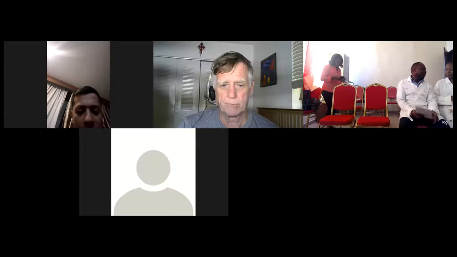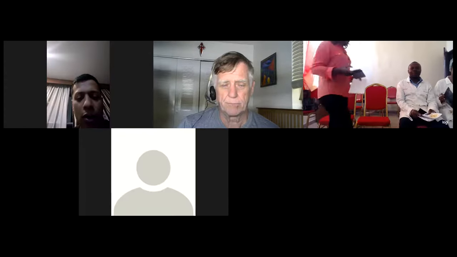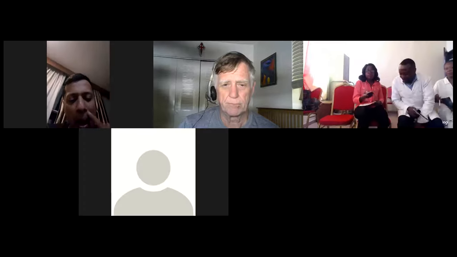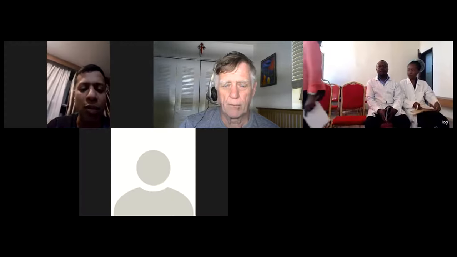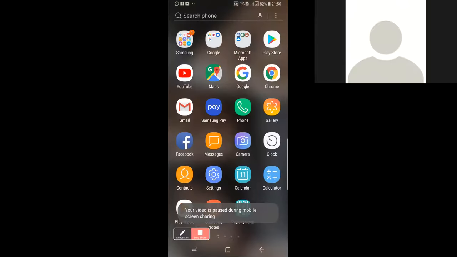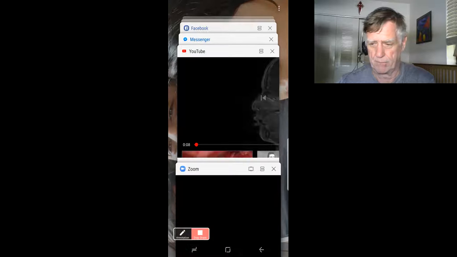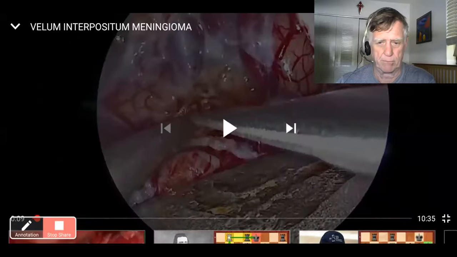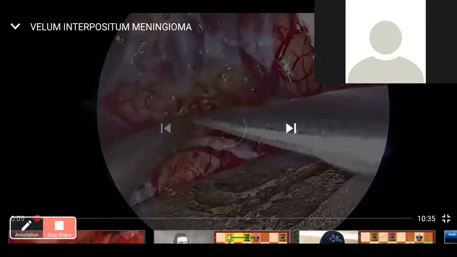So we're going to be doing this Vellum interpositum meningioma, but actually the biopsy came out to be a germinoma, so it probably is not a Vellum interpositum meningioma. We are waiting for immunohistochemistry, but I'm just going to be talking about the approach. So I'm going to share this now. Can you see this? Yes. All right, so we're going to start this.